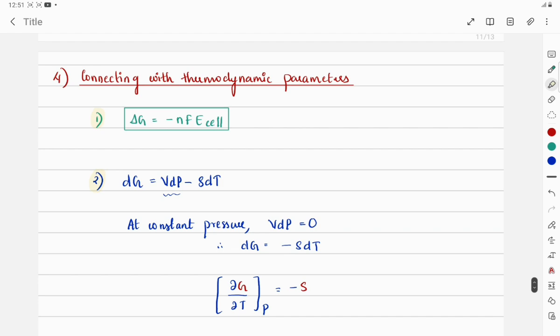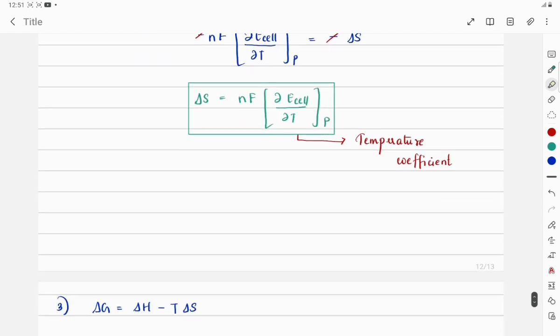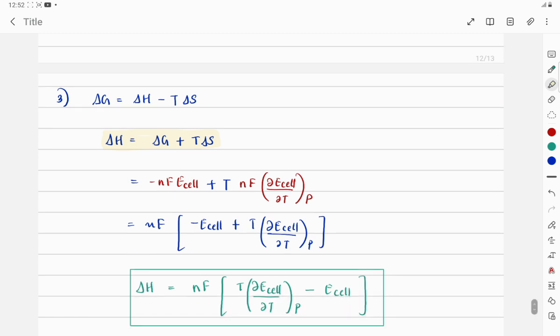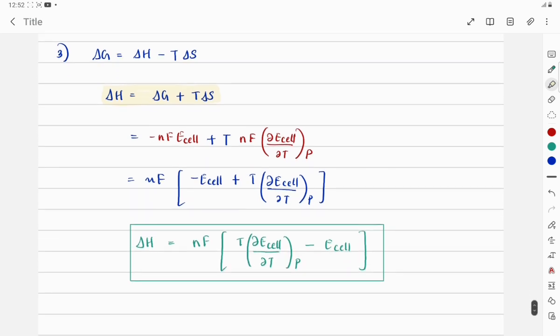Delta G is the simple one, minus NF E cell. Delta S is NF dou E cell by dou T at constant pressure. These two equations you just have to memorize. For delta H, you just have to know which equation to use for substitution. That is delta H is delta G plus T delta S. So don't memorize this big equation. You don't have to do unwanted memorizations, right? Just understand which equation you have to use for substitution and substitute it.